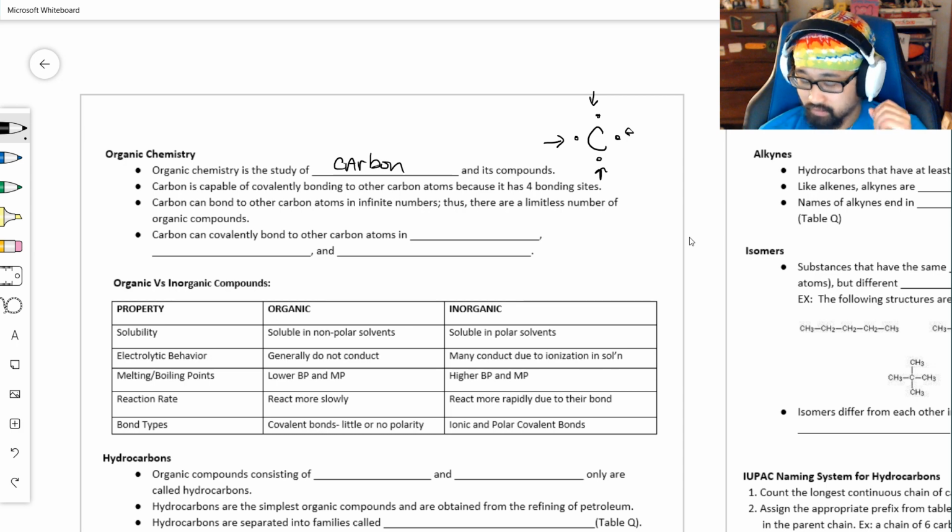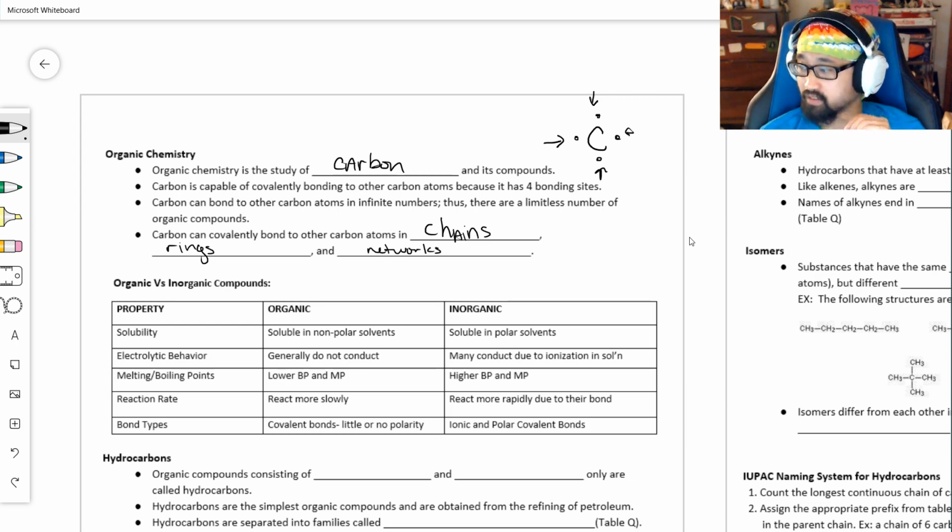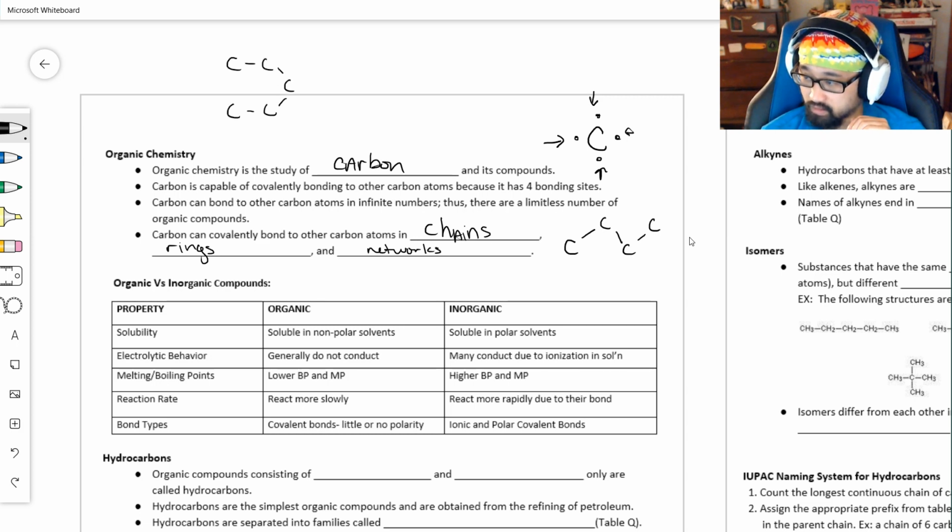Carbon covalently bonds to other carbon in 3 ways. It does so in chains, rings, and networks, right? And what that means, if it's in chains, then what you would see is something like that, right? A ring of carbons is quite literal, right? And really there are other things going on here. Just the same, there are also other things going on here because they will always have 4 bonding sites.